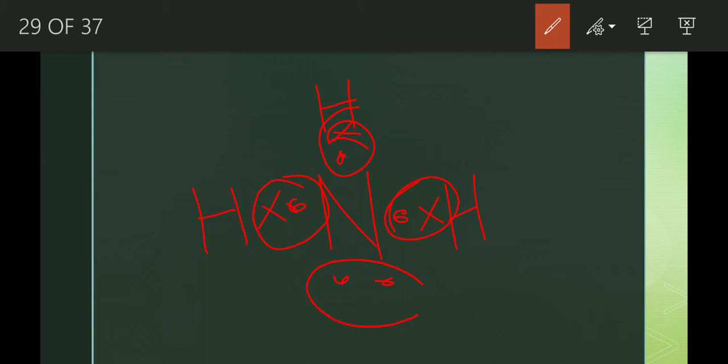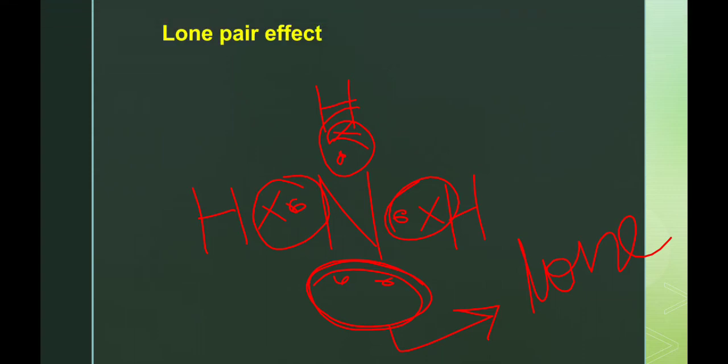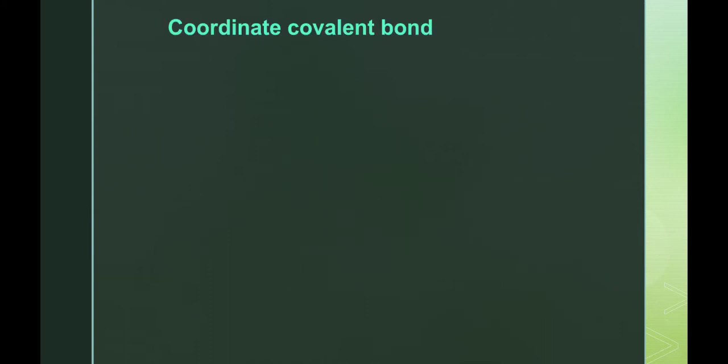But this particular pair of electrons does not take part in any bond formation. This pair is not shared by any atom. This pair is known as a lone pair of electrons. Lone means not shared with any atom; lone comes from the term alone. So it is the lone pair of electrons. Just because of this lone pair on the nitrogen atom, we can see a lone pair effect in the ammonia molecule. Clear?